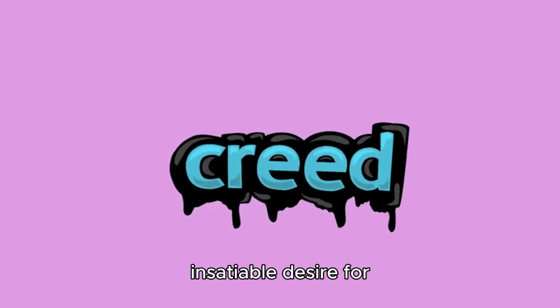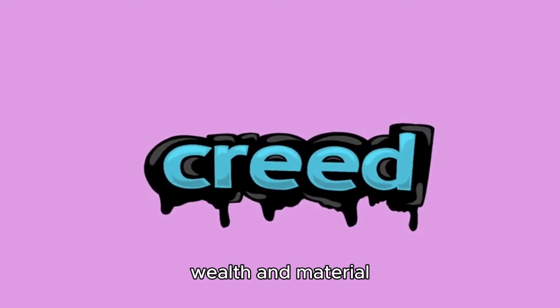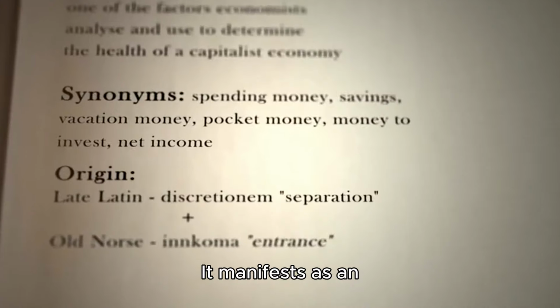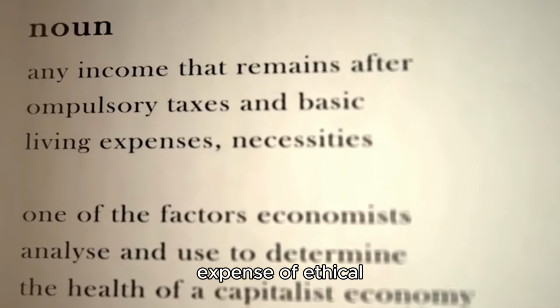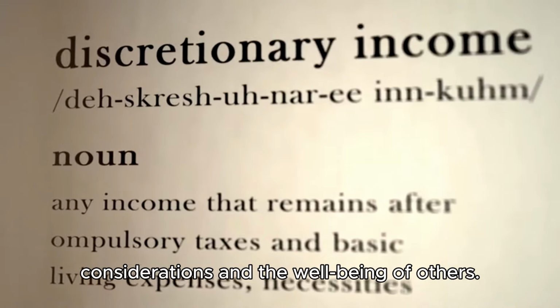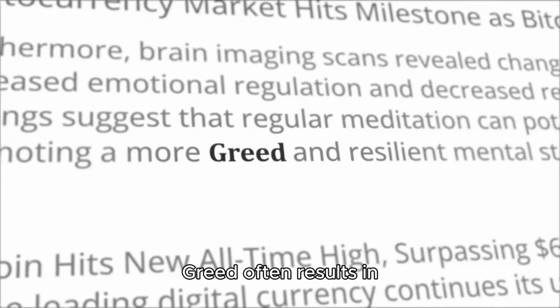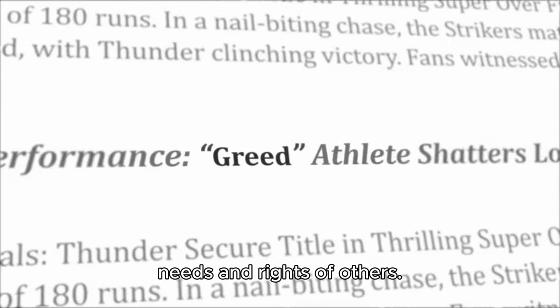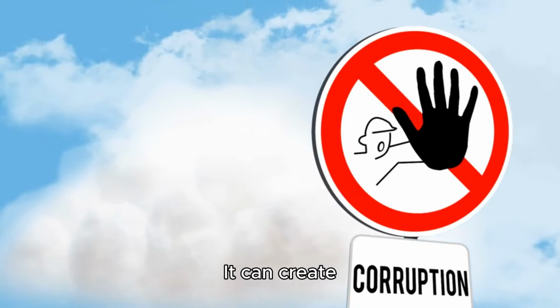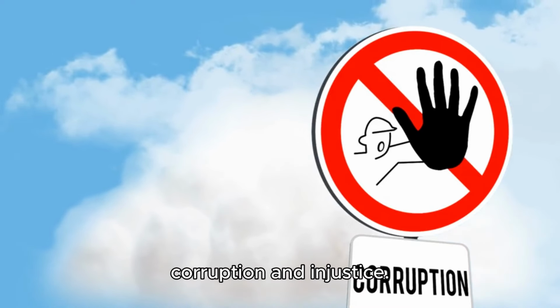3. Greed. Greed is an insatiable desire for wealth and material possessions. It manifests as an excessive pursuit of economic gain at the expense of ethical considerations and the well-being of others. Greed often results in selfishness, exploitation, and a disregard for the needs and rights of others. It can create inequality and fuel corruption and injustice.